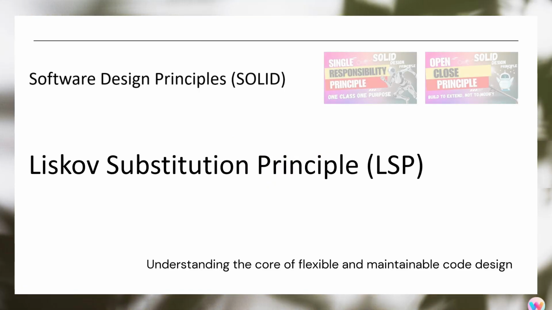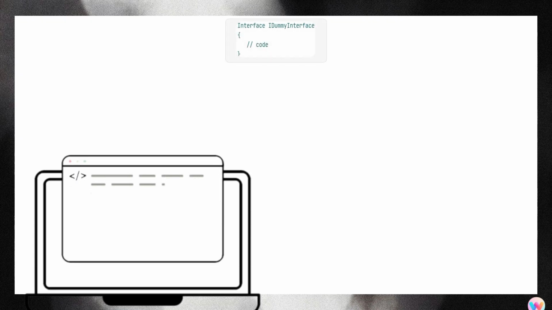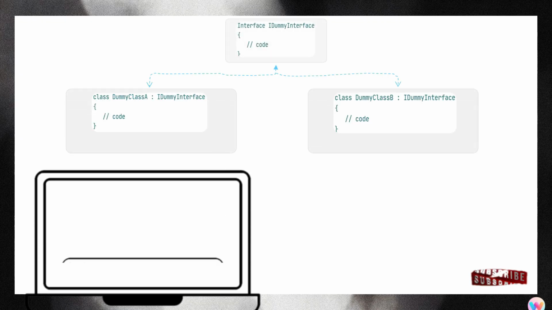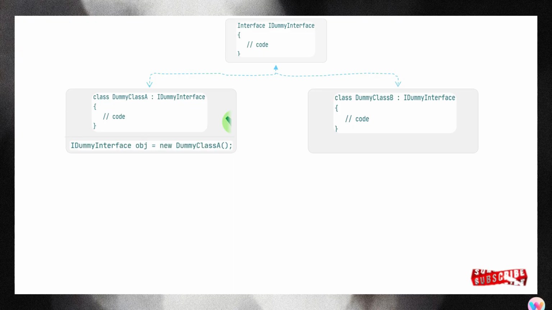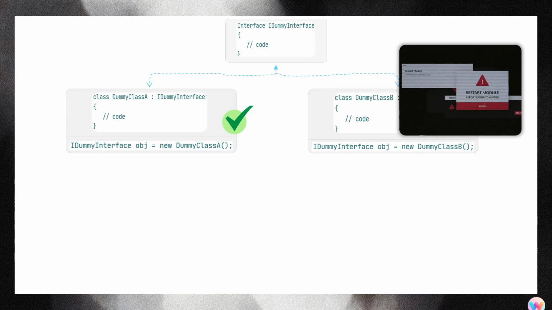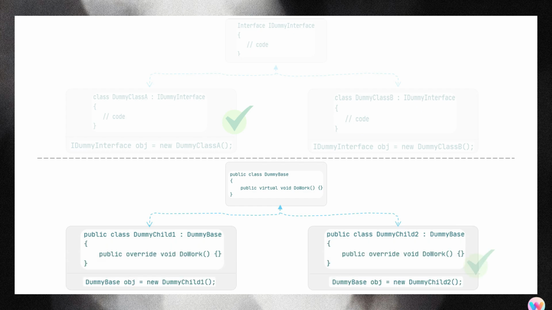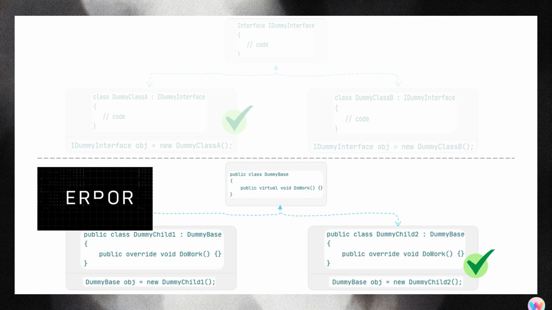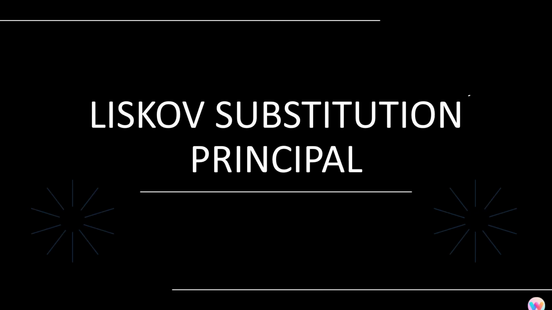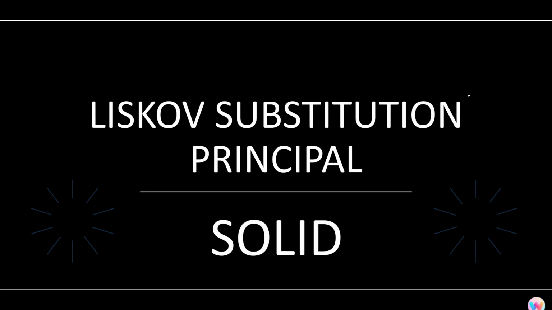Let me ask you a question. Have you ever worked on a project where you had an interface implemented by multiple classes, where everything seemed to be working perfectly, you were happily using those implementations, and then suddenly, somewhere in the project, someone tries to use one of those implementations through the base interface and boom, it crashes? Or you're using a base class with overridden methods, and again, weird exceptions and inconsistent behavior start appearing out of nowhere. That, my friend, is what happens when you violate the Liskov substitution principle, one of the key SOLID principles.